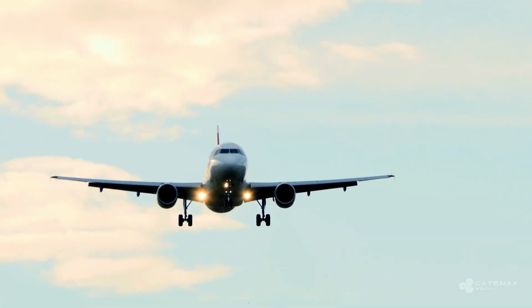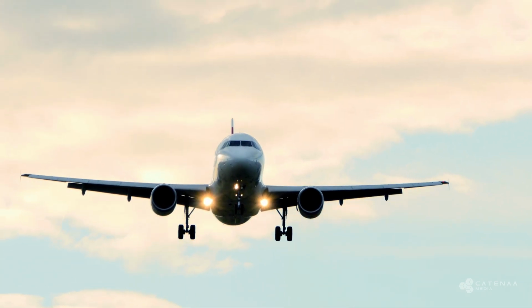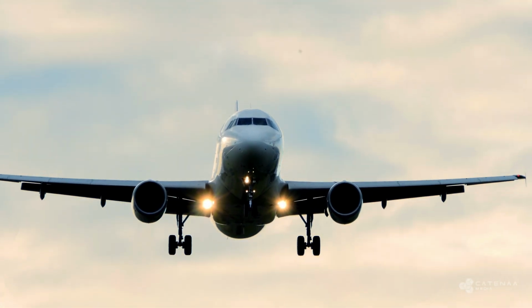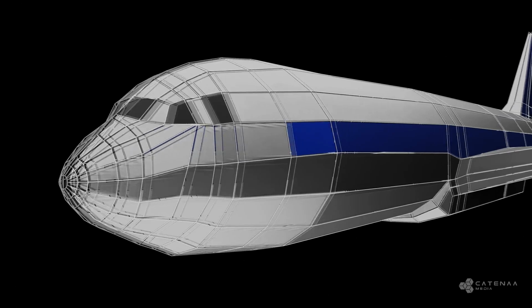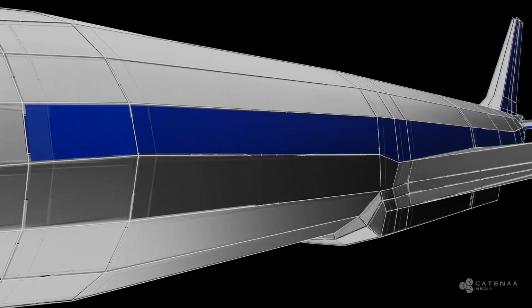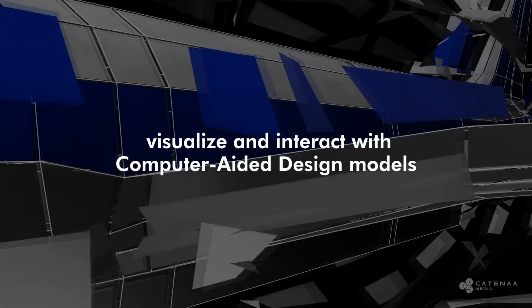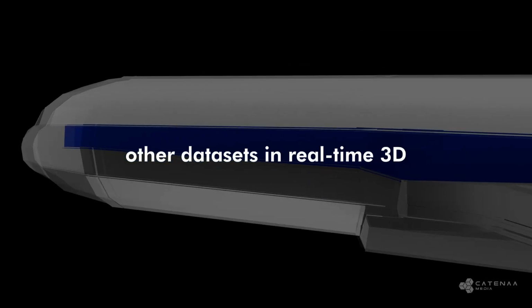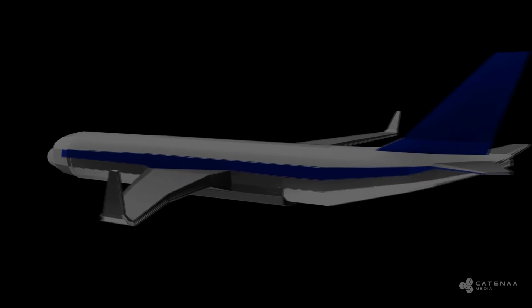Aerospace. Designing and manufacturing products like aircraft and spacecraft are so expensive that it is crucial to complete tasks accurately first to prevent costly delays. Digital twins enhance decision-making by enabling teams to visualize and interact with computer-aided design models and other datasets in real-time 3D, from design and engineering to assembly and maintenance.